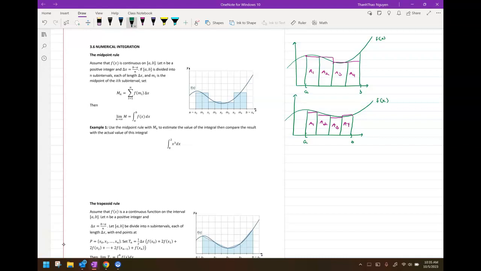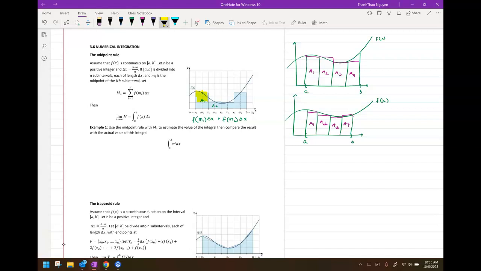So here, if you look at area number 1, this area is f of m sub 1, that's the height of that rectangle, times delta x, right? A2 equals f of m2 times delta x. So note that here it seems like we have a better approximation of the area because this rectangle is closer to the curve.